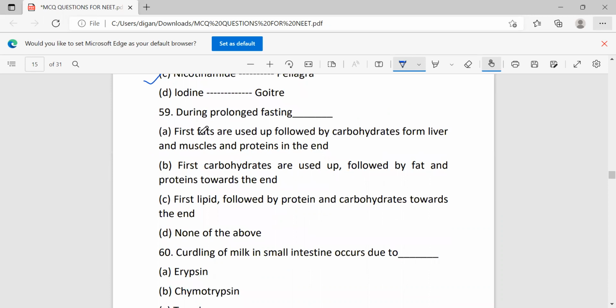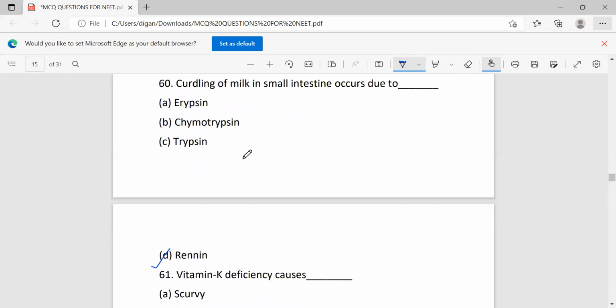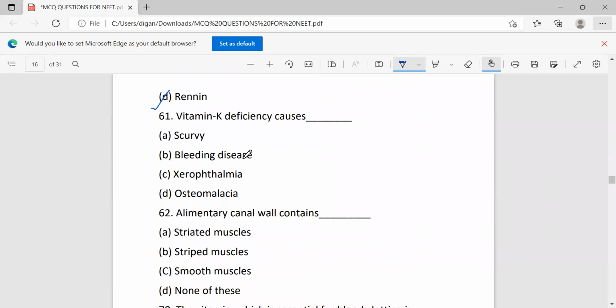During prolonged fasting, first fats are used followed by carbohydrate from liver and muscle and protein in the end. First carbohydrates are used followed by fat and protein towards the end. First lipid followed by protein and carbohydrate towards the end, and none of the above. And for 59, the correct option is B, means first carbohydrates are used, then fats are used. Curdling of milk in the small intestine occurs due to, correct option is rennin. Vitamin K deficiency causes, 61, correct option is bleeding disease.